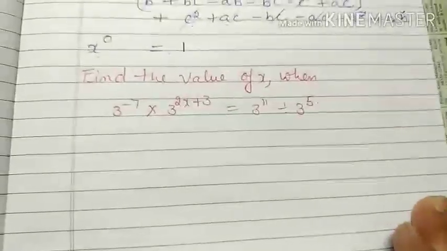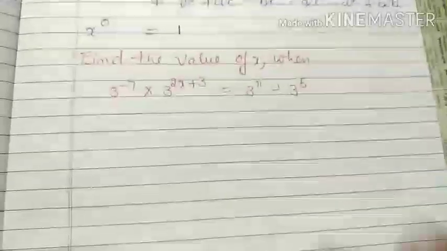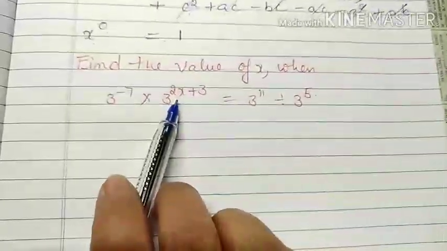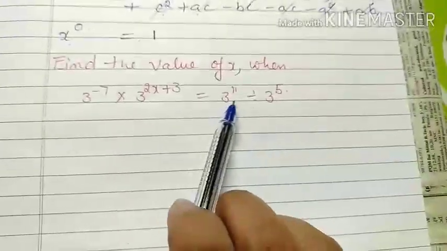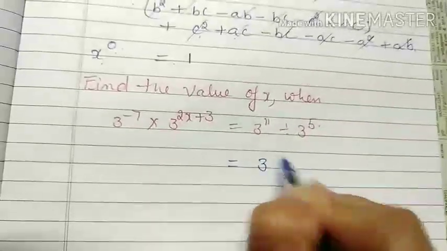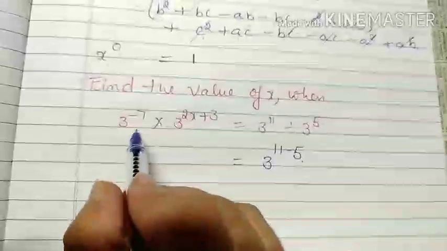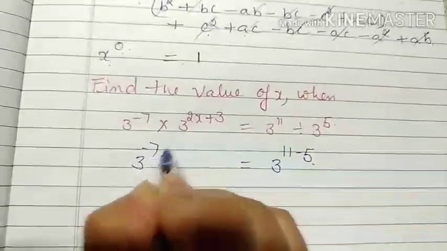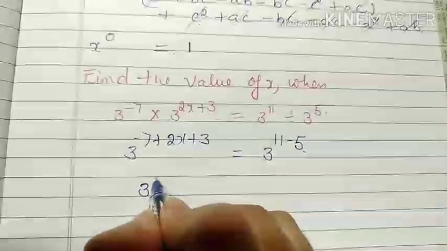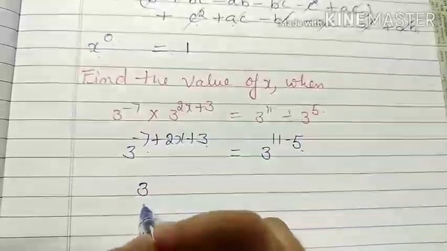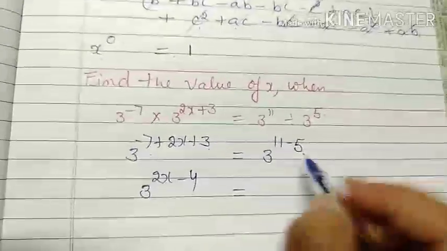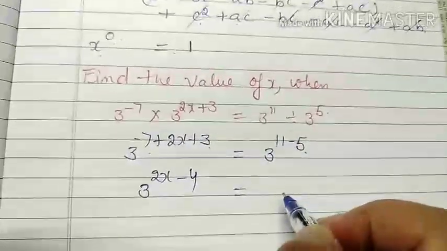Now how will I solve this question? If I have to find the value of x when one equation is given, like 3 raised to power 2x minus 7 into 3 raised to power 2x plus 3 is equal to 3 raised to power 11 divided by 3 raised to power 5. First, if the base is the same in division, the power should be subtracted, and if the base is the same in multiplication, the power should be added. So minus 7 plus 3 gives me minus 4, so that is 2x minus 4. And here 11 minus 5 gives me 6.